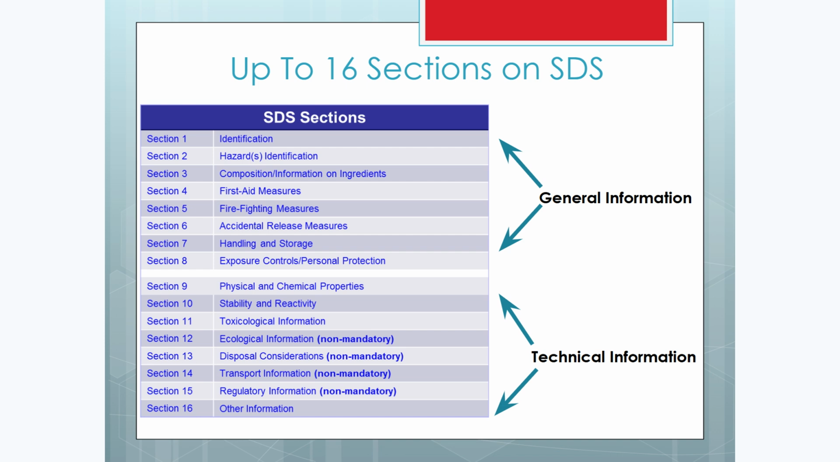There are 16 sections on the SDS. Generally, the first 8 or 9 sections are what you're going to see on the label, kind of as a summary. And then the SDS has more of the technical information where it adds in sections 9 through 16 about reactivity, toxicological information, ecological information, disposal considerations, etc.